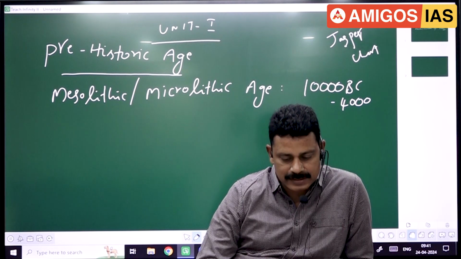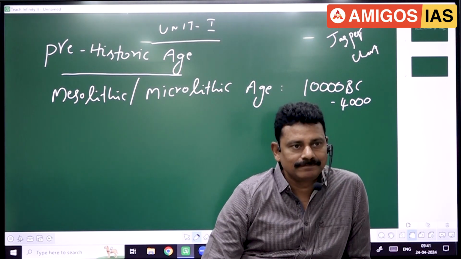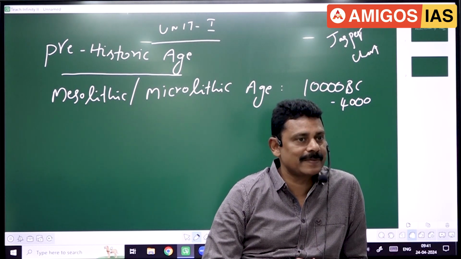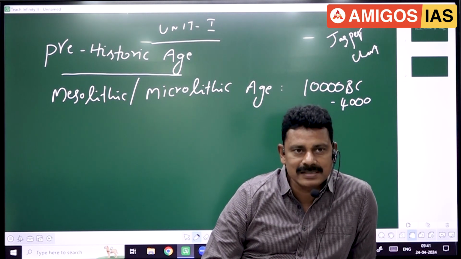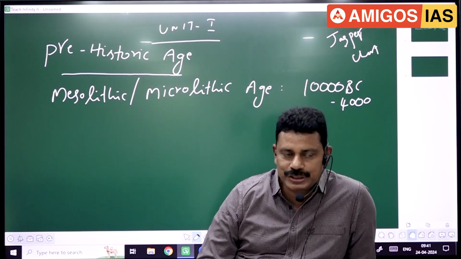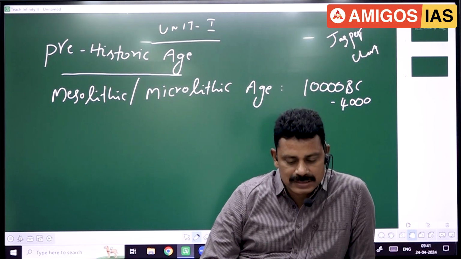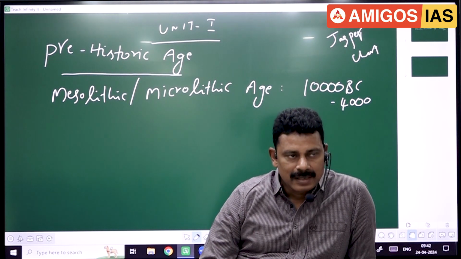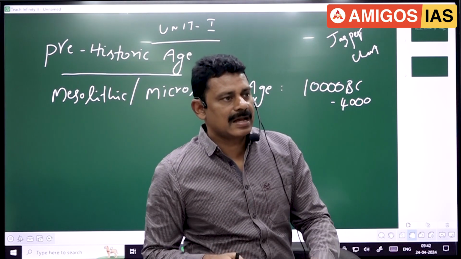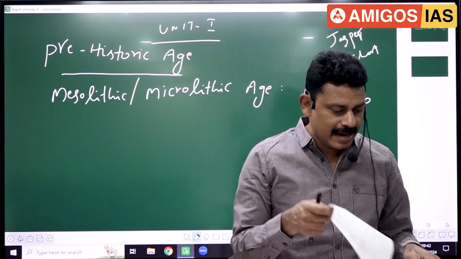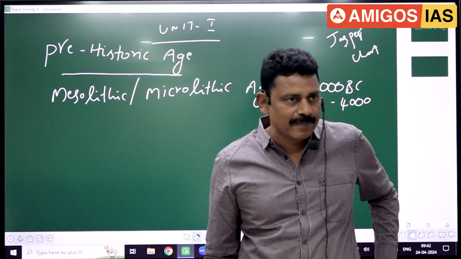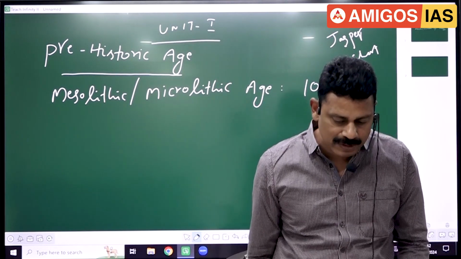What about other materials used by him? Predominantly used material was jasper and chert, but some other materials have also been used for manufacturing their implements. Crystal quartz also was used. Chalcedony and agate, A-G-A-T-E, agate. Coming to the implements, what kind of implements have been manufactured by the humans here?